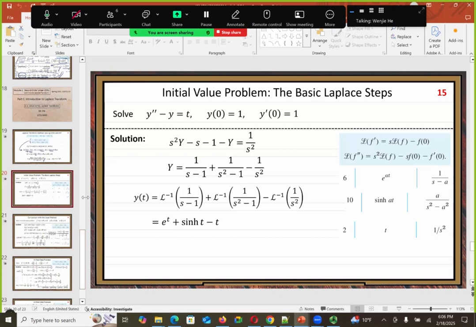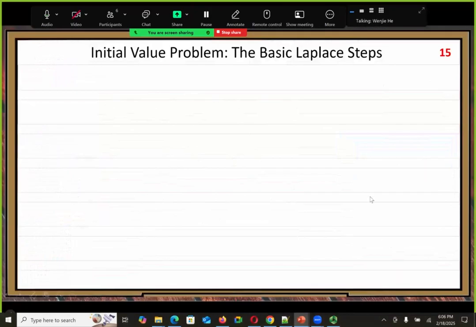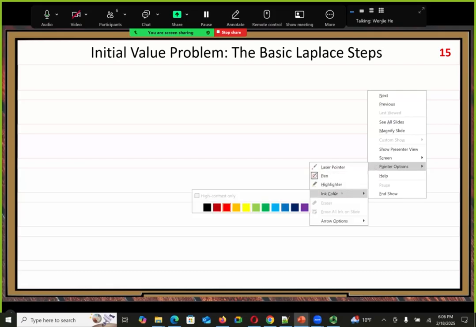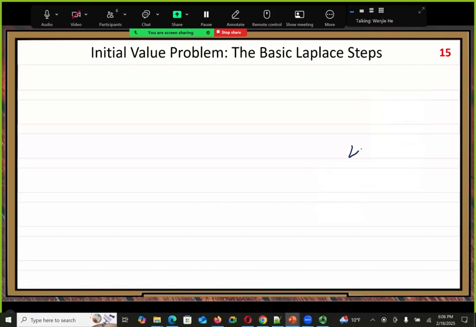So let me do two examples here today. First, then we start part B, part C, part D. All right, the basic Laplace steps. Here we need to practice and get ourselves familiar with the basic formulas.